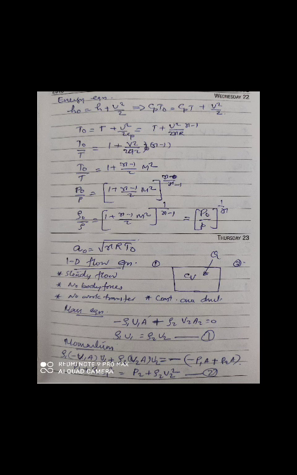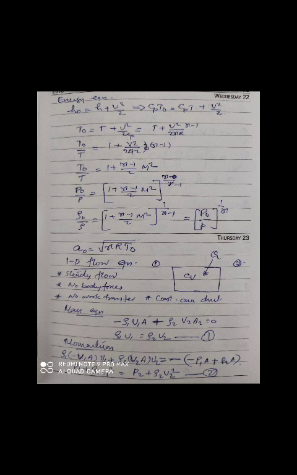Finally, you will get an expression T0 by T is equal to 1 plus gamma minus 1 by 2 M square. Why this M square? V by A is Mach number M, then V square by A square is equal to M square. So this expression T0 by T is equal to 1 plus gamma minus 1 by 2 M square is the important equation in compressible fluid flow.